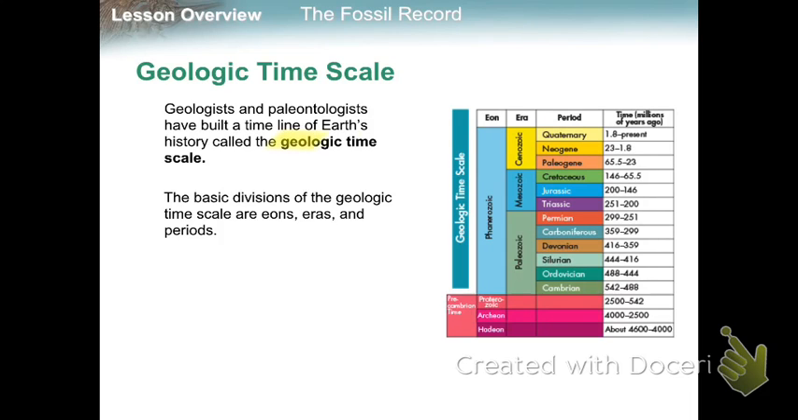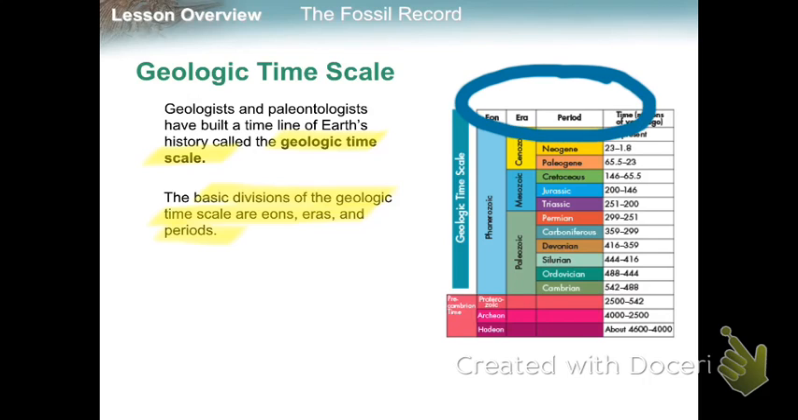Here's the geologic time scale. It's not anything you're necessarily going to have to memorize. You're not going to have to memorize the whole thing. But the basic divisions of the time scale are eons, eras, and periods. And you see these all up here at the top. Eons, eras, and periods.